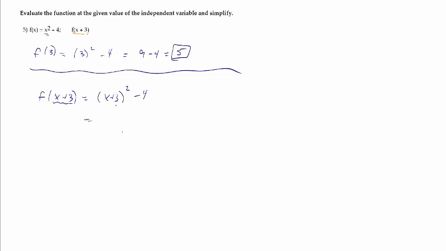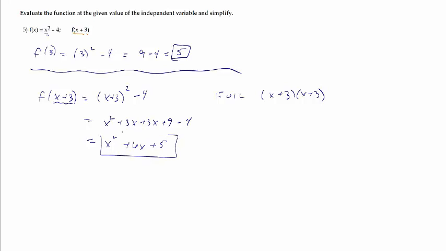If you know the formula for x plus 3 squared, you can go ahead and use it. If not, make sure that you FOIL it out. So you have x plus 3 times x plus 3. So we'll have x squared plus 3x plus 3x plus 9 minus 4. Now combining my like terms, I'll have x squared plus 6x, and then 9 minus 4 will give me plus 5. And so this is what f of x plus 3 is equal to. You want to stop right here.